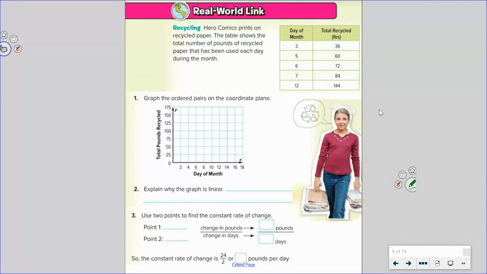So we're talking about recycling here. We're comparing, and I always put this into my notes: first things first, what depends on what? Well, in this case, the recycled amount of paper depends on how many days pass. It's not like I recycle paper and it makes the days change, it makes the calendar change. No. But the days change the recycling amount. Therefore, total pounds will go on the y-axis, and days of the month will go on the x-axis. Now I'm going to go ahead and plot my points as carefully as I can. It's not going to be perfect, but it should do the trick.